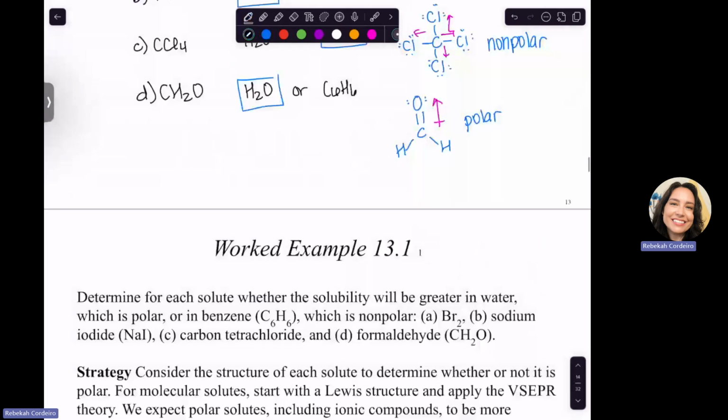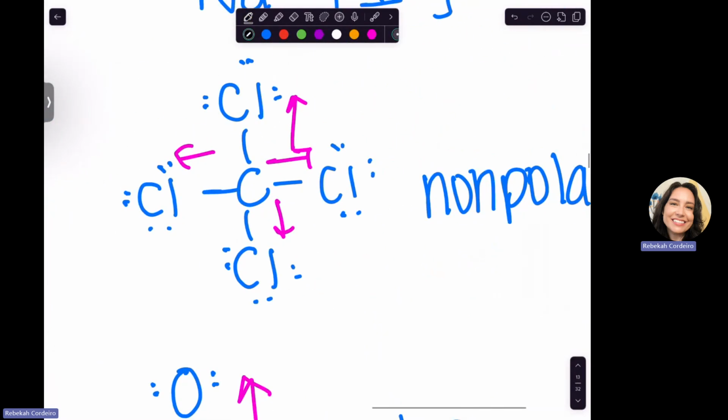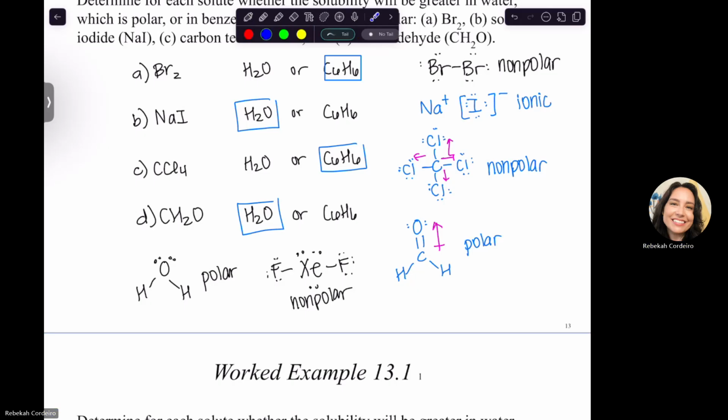So lone pairs don't mean that it's polar, right? Because this one has lone pairs and it's nonpolar. You mean lone pairs on the center? Yeah. So it depends. If you have lone pairs on the center and it's bent, it'll be polar. But if you have lone pairs on the center, like this guy, and it's linear, it would be nonpolar because the lone pairs cancel out.